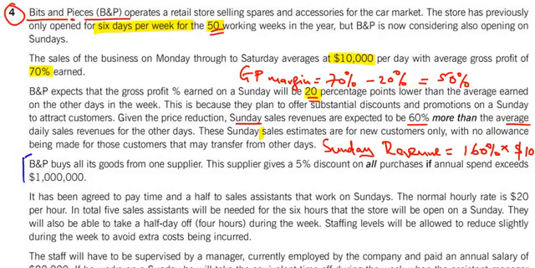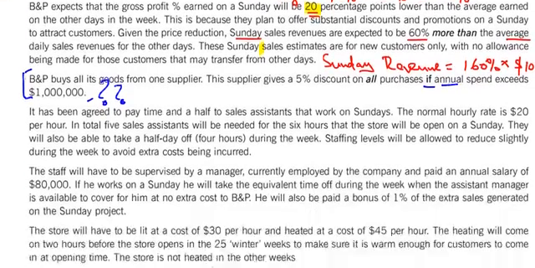So this statement, BP buys all its goods from one supplier. The supplier gives a 5% discount on all purchases if annual spend exceeds 1 million. Now, a good trick in the exam is when you see a statement which doesn't make a lot of sense, first keep it and try to do the simple bits first. So that's what we're going to do. Let's first leave that statement. It looks very complicated. We shall get back to it.